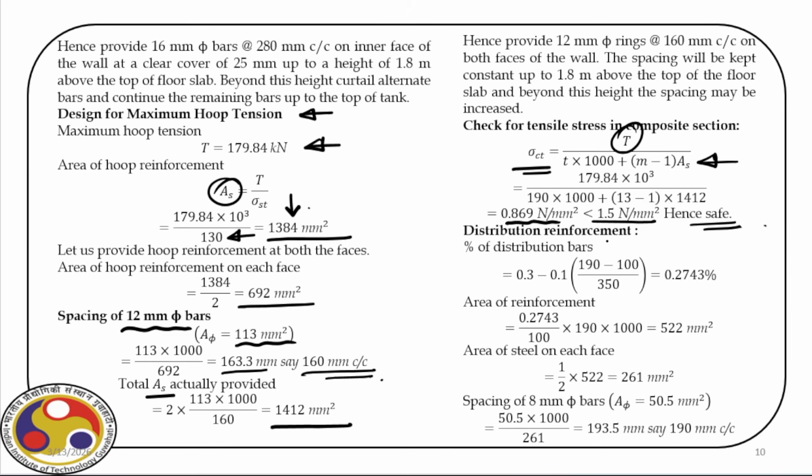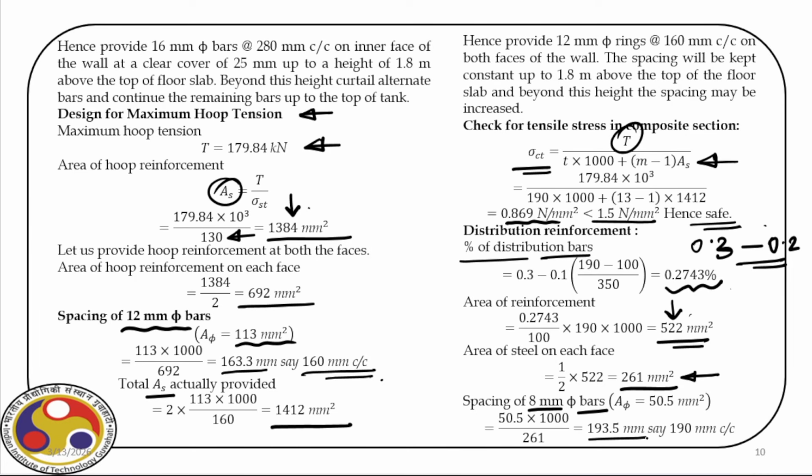Then we have to provide distribution steel still, and for that again recall we reduce it from 0.3 to 0.2% depending upon the thickness, and in our case we have a requirement of 0.2743%. So the area of the reinforcement is 522 millimeter square, and that again we provide on each face. We have two faces, so we distribute this into two faces. So per face, we have a requirement of 261 millimeter square. So let us provide 8 phi, and then the spacing requirement is 193.5 millimeter. So we can provide 190 millimeter center to center.